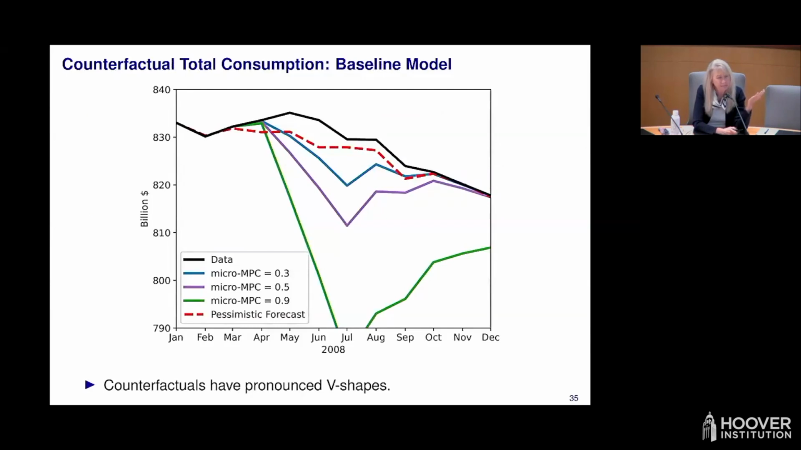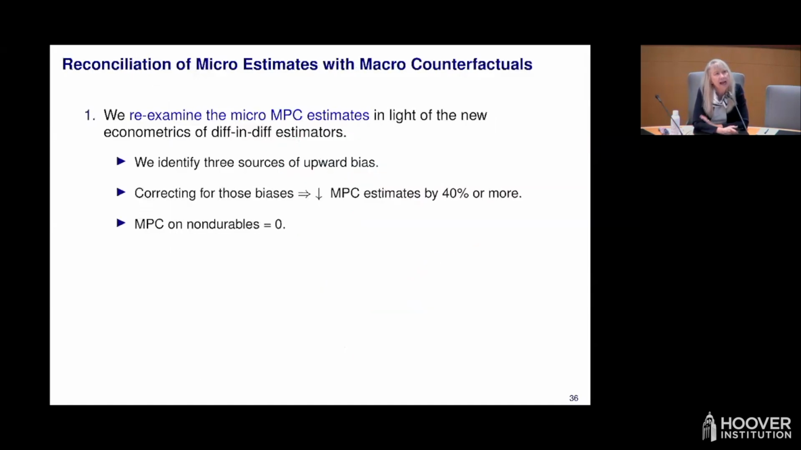When we do that, our counterfactuals just look crazy, all right? The data is the black line. The micro MPC for all of consumption is the blue, the purple, because they had given a range up to even 0.9. And the way we happen to have graphed this, it's off the graph, which is an effective way of showing how pronounced that V shape is. Okay, how do we reconcile this?